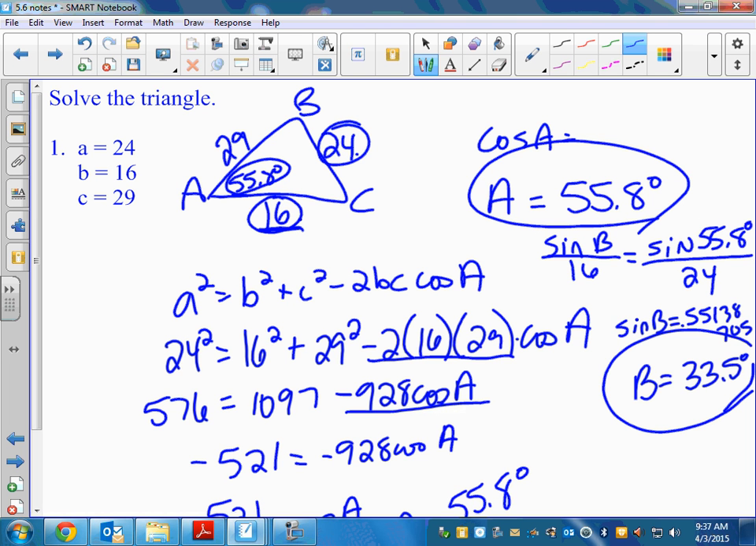And then to find angle C, should we do law of sines again? No. Just add them. I could just subtract from 180, right? You would get the same answer if you did law of sines again, or law of cosines. It's your choice. But I'm just going to subtract from 180. I got 90.7. Man, that was almost a right triangle. So close, yet so far away.